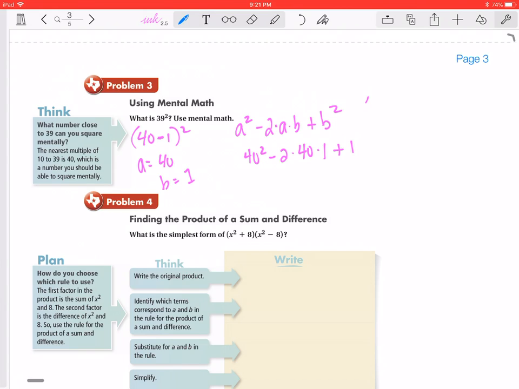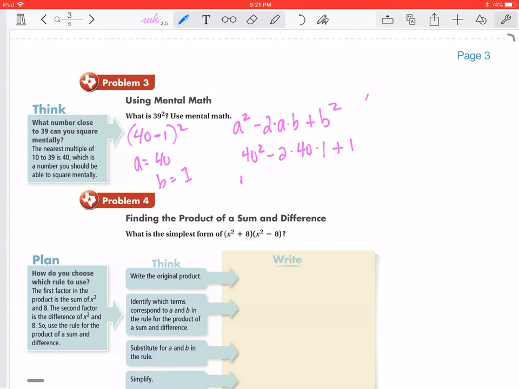So we're not going to get out of that being a big number. Let's just keep going here. So we got 40 squared minus 80 plus 1. Let's see if we can do this quickly.